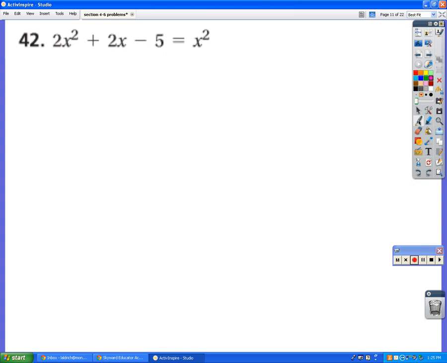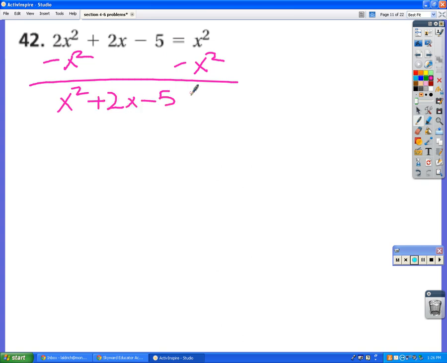What do I have to do to start with? Minus x squared? I have to subtract x squared from both sides. So then it's just x squared. Right, 2x squared take away 1x squared is x squared, plus 2x minus 5 equals 0. And then again, you would like to say what two numbers multiply together to be negative 5 and add to be 2. But you can't, okay?